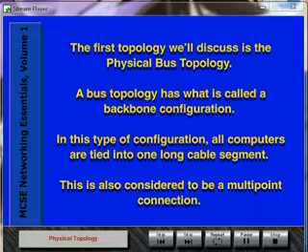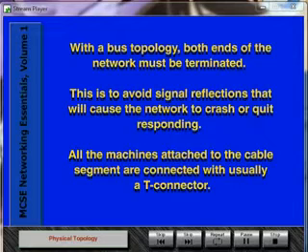In this type of configuration, all computers are tied into one long cable segment. This is also considered to be a multipoint connection. With a bus topology, both ends of the network must be terminated. This is to avoid signal reflections that will cause the network to crash or quit responding. All the machines attached to the cable segment are connected with some type of connector. Usually, this is a T-connector.